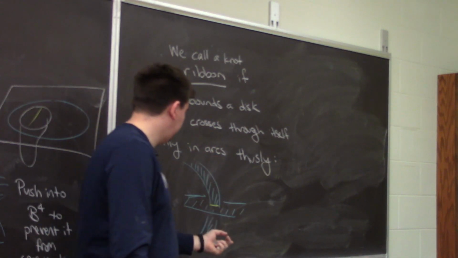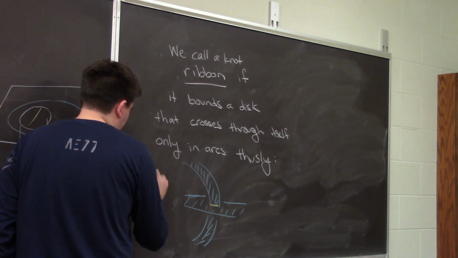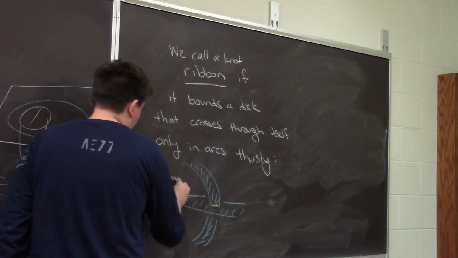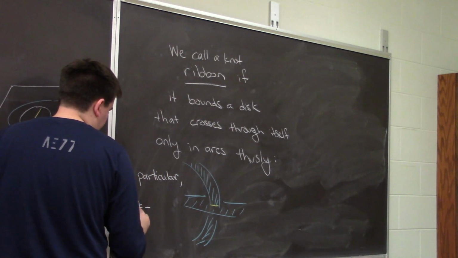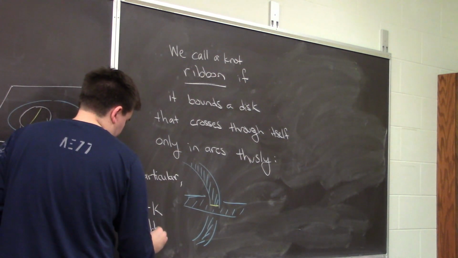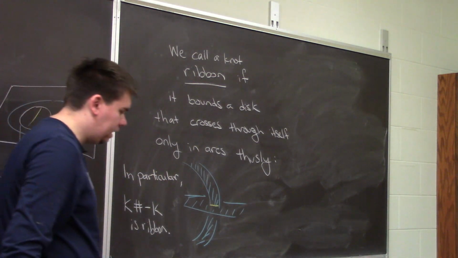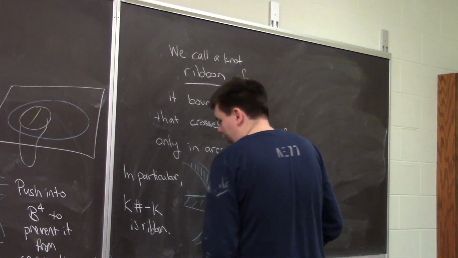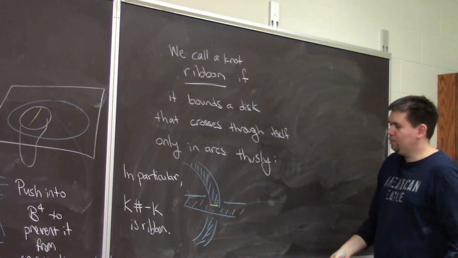So in particular, just note what we just discussed: we just said that K cross K connects some minus K is ribbon, right? Because it just bounds some disk that crossed through itself in this way. And then what I was trying to do was to give you some argument to say it's actually not just ribbon, it's actually slice.